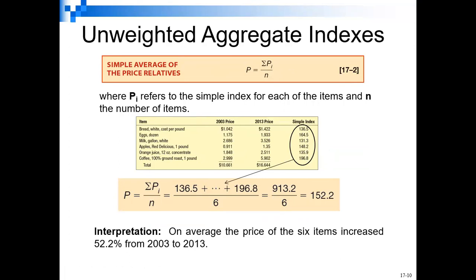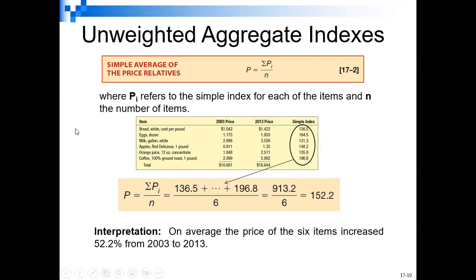So, Professor, again, quick question. Yes. All right, you see, for example, where it says bread, it says the simple index is 136.5. Why isn't it just 1.365 like in our other example? Remember that you can multiply them. In fact, you multiply them by 100. This is why it's 136.5.